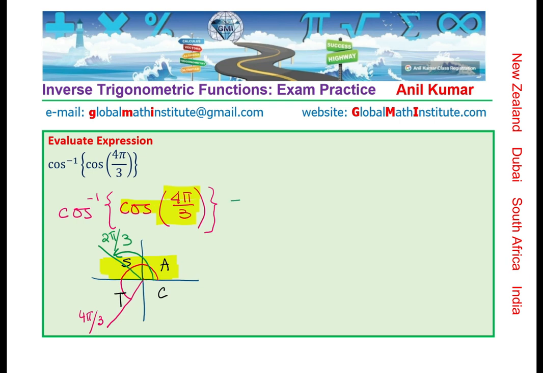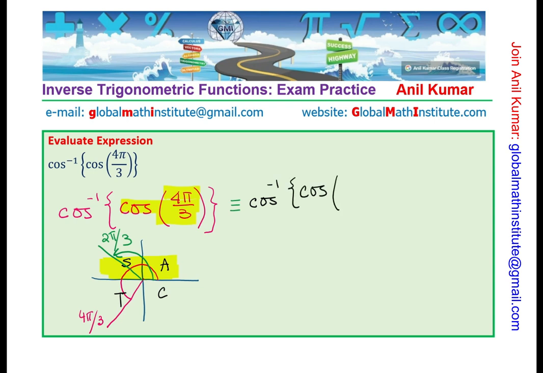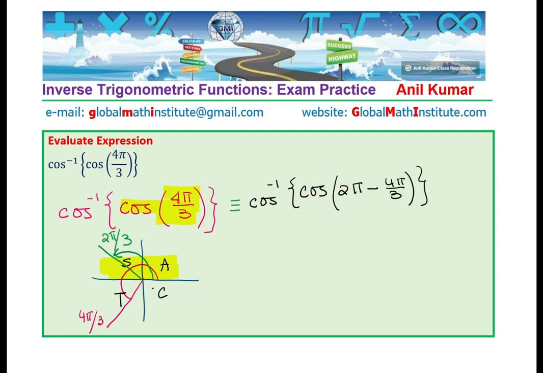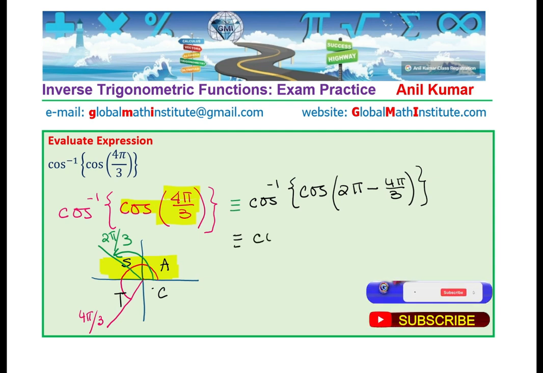So look at this step now. The equivalent function here can be given as cos inverse of cos of, so it is the same as 2 pi minus theta also, right? Because cosine is positive here. So 2 pi minus theta means 2 pi minus 4 pi by 3. And that gives you cos inverse of cos of (6 pi minus 4 pi by 3), which is 2 pi by 3.